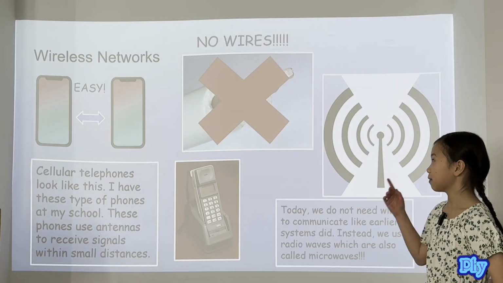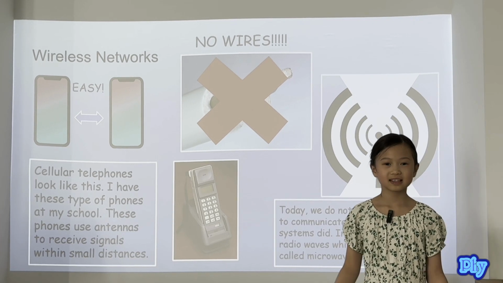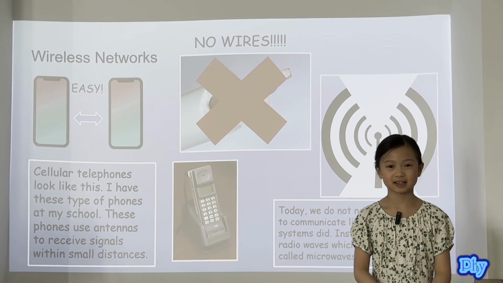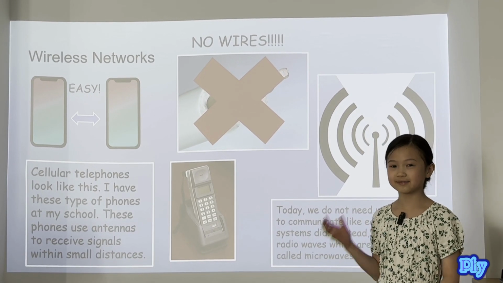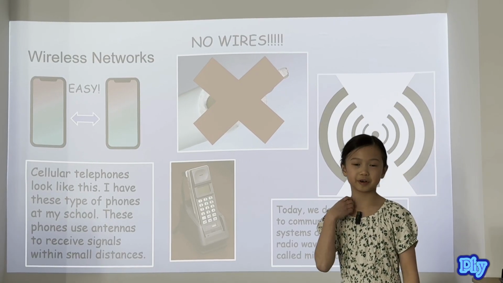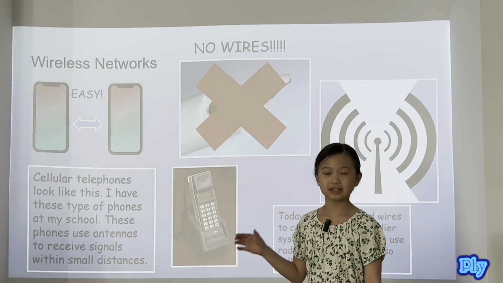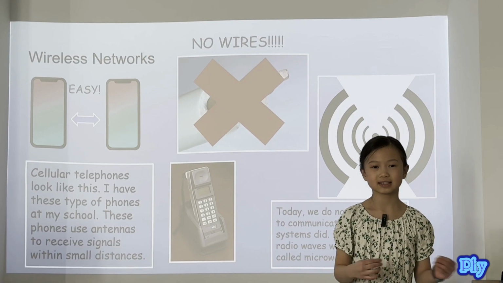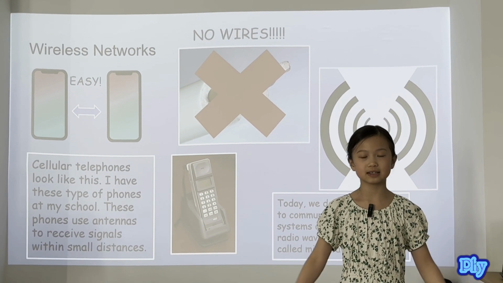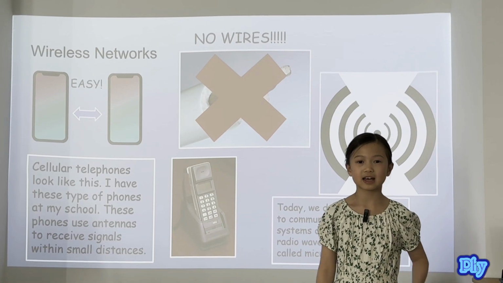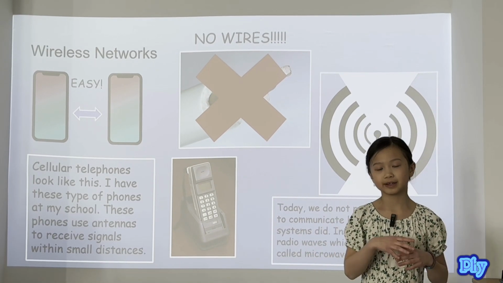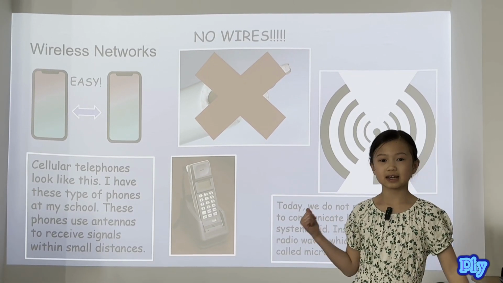Now let's talk about wireless networks. Today we use wireless networks. We don't need wires. It is very easy to transport messages from phone to phone. If your dad or mom have a phone and they're texting each other from far distances, it's really easy because the message will just appear on your screen when it is delivered.